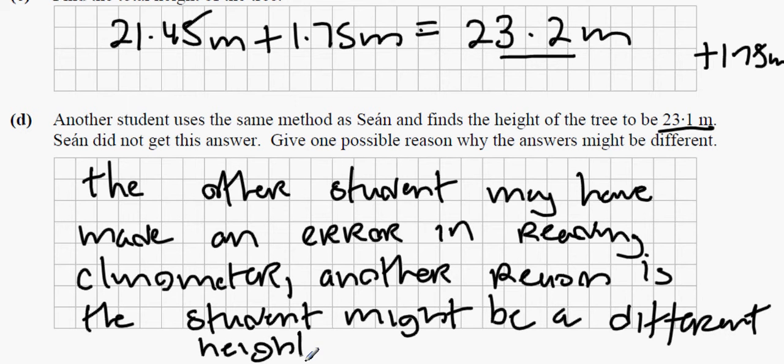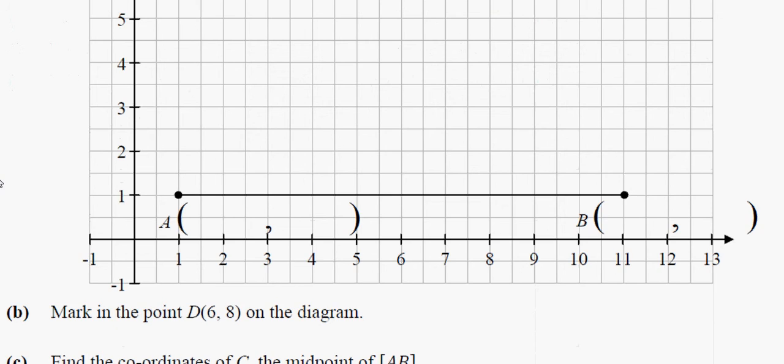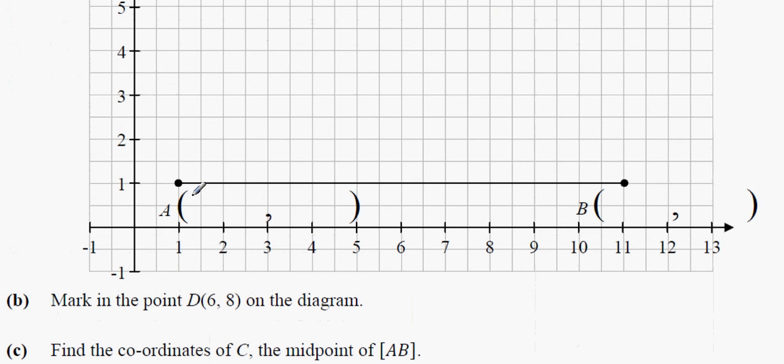Okay. Next question. Write down the coordinates of A and B on the diagram. Okay, so A is 1 across 1 up, which is 1, 1. B is 11 across 1 up. So 11 across 1 up.